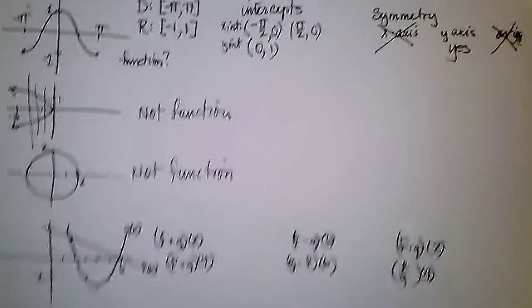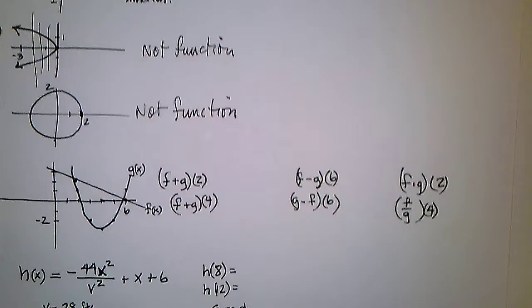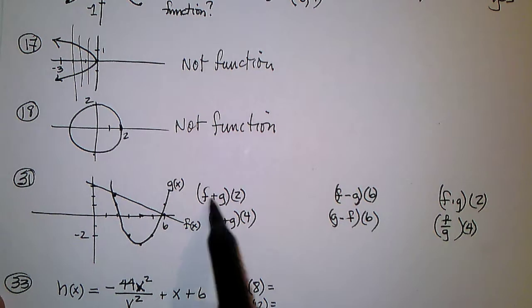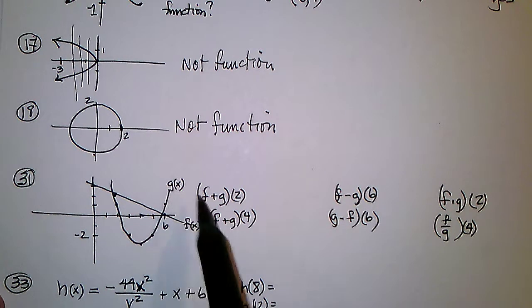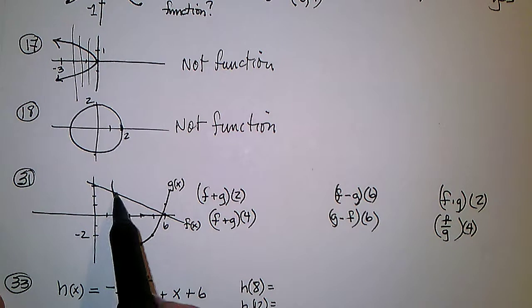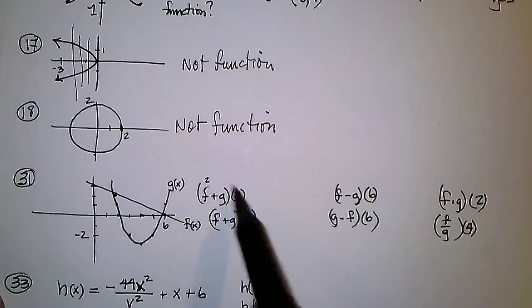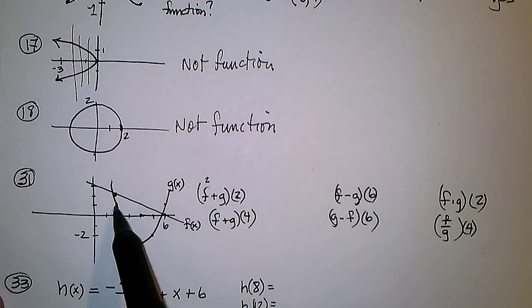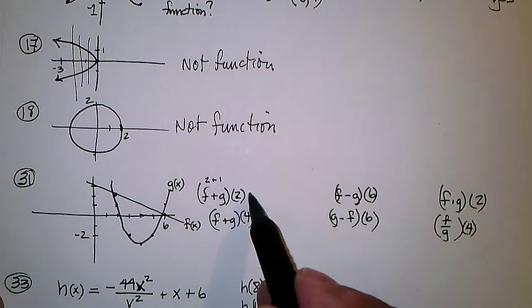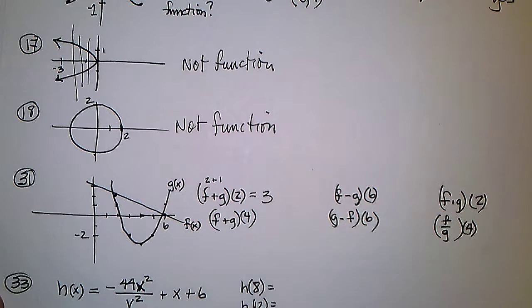Now, 31 says find f plus g of 2. So f of 2 is 2. g of 2 is 1. So f plus g at 2 is 3.